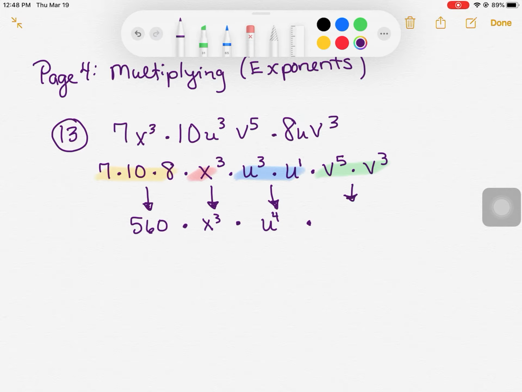And then I'm going to do the same thing here. I'm going to add the 5 and the 3 together because I have 5 v's plus 3 more. So I have a total of v to the 8th. There's nothing else that can be combined. So to make it in simplest form, I would just remove those multiplication symbols, and you guys could go from that step to this step. I'm just emphasizing that we are multiplying everything. That's how all those problems are going to work.